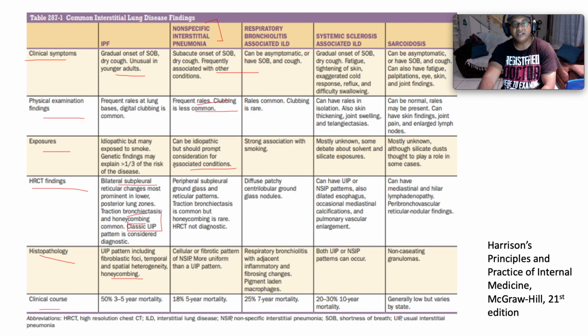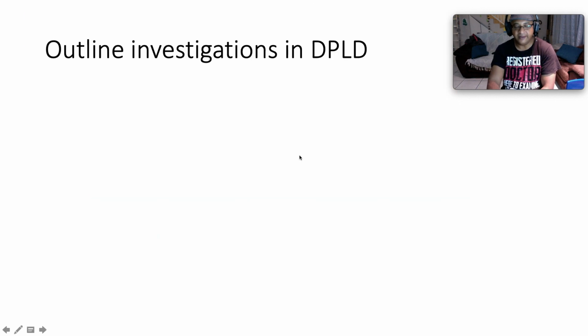HRCT findings are vastly different compared to IPF, because here we see, and the buzzword here is ground glass, peripheral subpleural ground glass and reticular patterns. Traction bronchiectasis is common, but honeycombing is rare. So more honeycombing in the UIP, IPF story, less honeycombing in NSIP. HRCT is not diagnostic. Right, histopathologically speaking, there's a cellular or fibrotic pattern of NSIP, which is more uniform than a UIP pattern, but tends to have an 18% 5-year mortality, which is even worse than IPF. Okay, guys, and then we also speak to sarcoidosis, systemic sclerosis associated ILD, and respiratory bronchiolitis associated ILD.